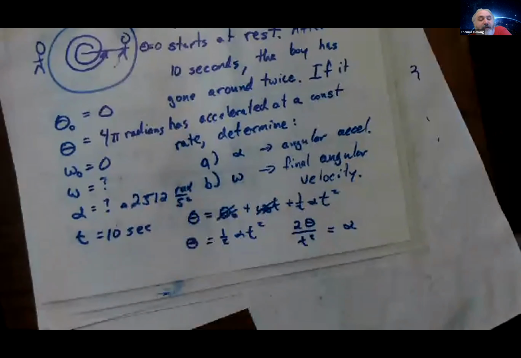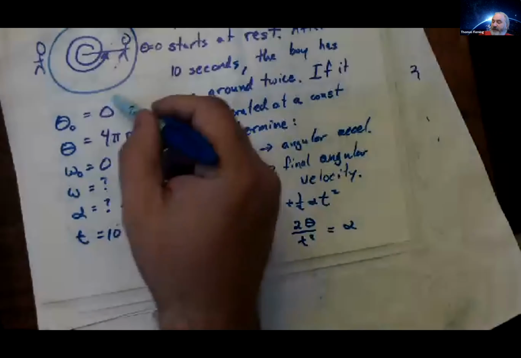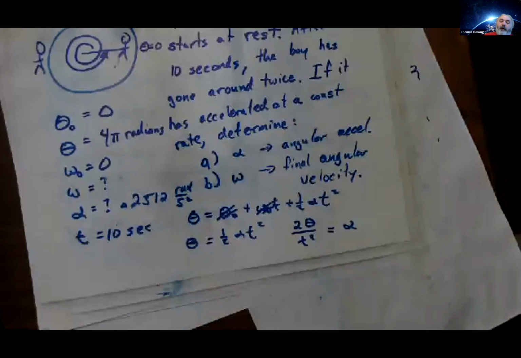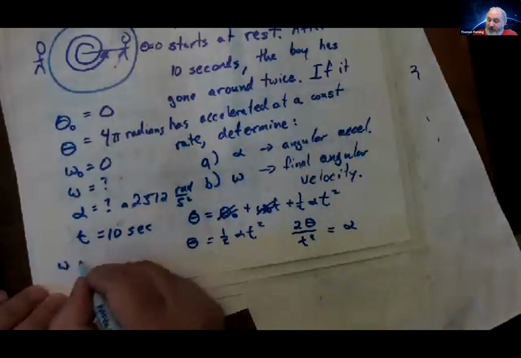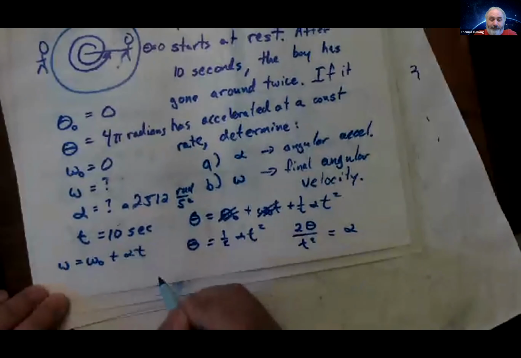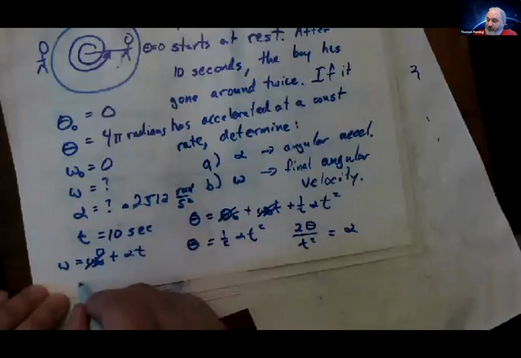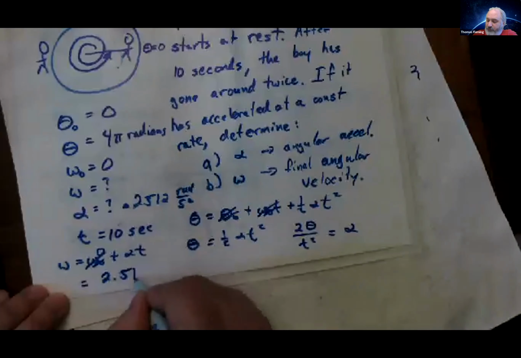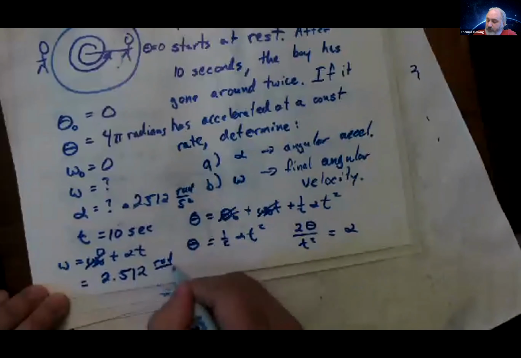So now that I've done that and I want to figure out the final angular velocity, at this point I know literally everything in my inventory. So any equation would do, right? Except I want to be lazy. The simplest one would just be the velocity equation. So omega final would equal omega initial plus alpha times t. Oh yeah, this is 0. So alpha times t, well, that was easy, 2.512 radians per second.